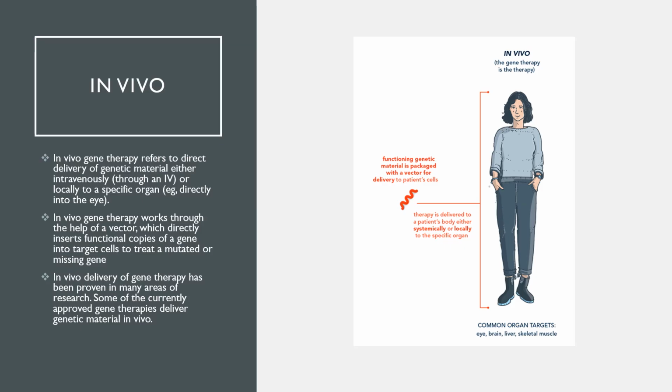In vivo gene therapy refers to the direct delivery of genetic material either intravenously or locally to a specific organ. In vivo gene therapy works through the help of a vector which directly inserts functional copies of a gene into target cells to treat a mutated or missing gene. In vivo delivery of gene therapy has been proven in many areas of research. Some of the currently approved gene therapies deliver genetic material in vivo. So that's all for in vivo, and let's proceed to ex vivo.